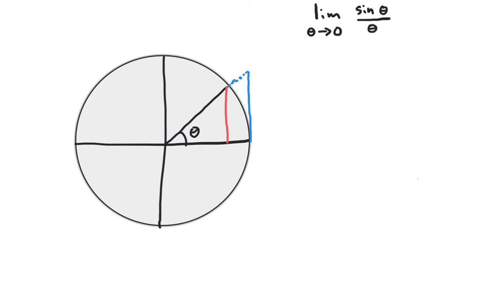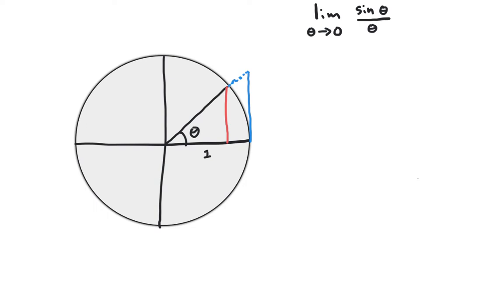And the whole idea here is we're going to make three areas in some sense. The first area is going to be the area of this triangle, kind of with the red line. The second area is going to be the area of this sector of the circle. And the third area is going to be the area of this larger triangle in blue. So let's say this is a unit circle, so we know that the radius of the circle is 1. So we'll just put a 1 there in black to say that.